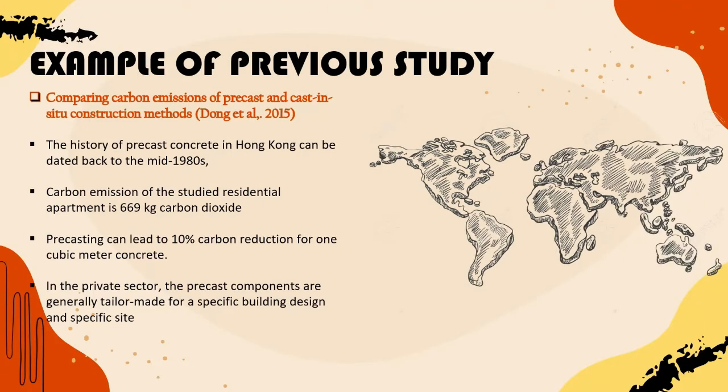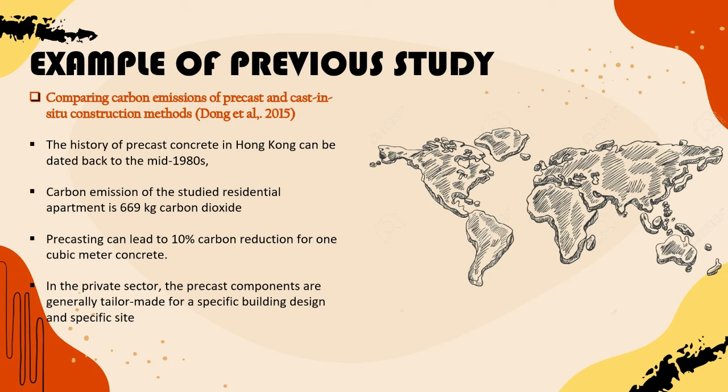Next, for the example of a previous study, the history of precast concrete in Hong Kong can be dated back to the mid-1980s, and it was mainly used in public residential buildings developed by the Hong Kong Housing Authority. It is found that the carbon emission of the studied residential apartment is about 669 kg carbon dioxide equivalent per 1 square meter floor area. Precasting can lead to 10% carbon reduction for 1 cubic meter of concrete.